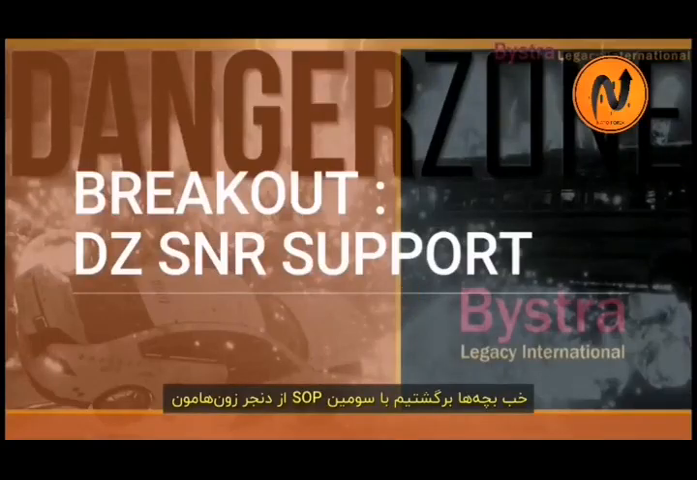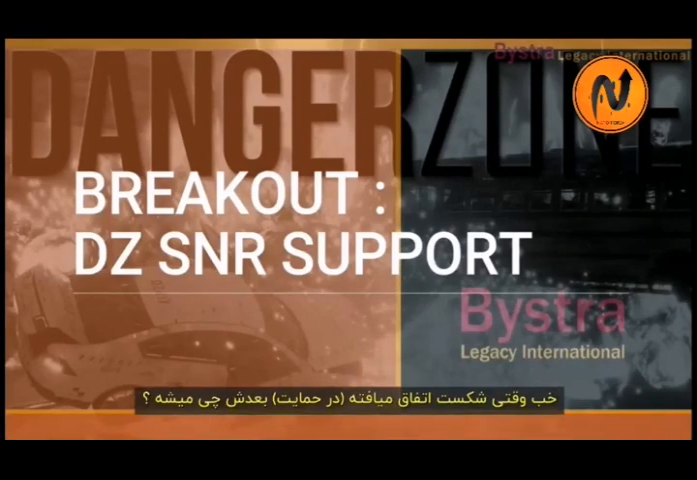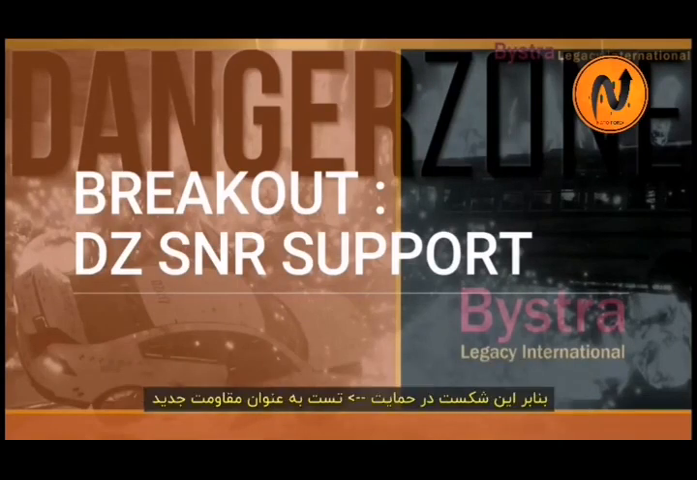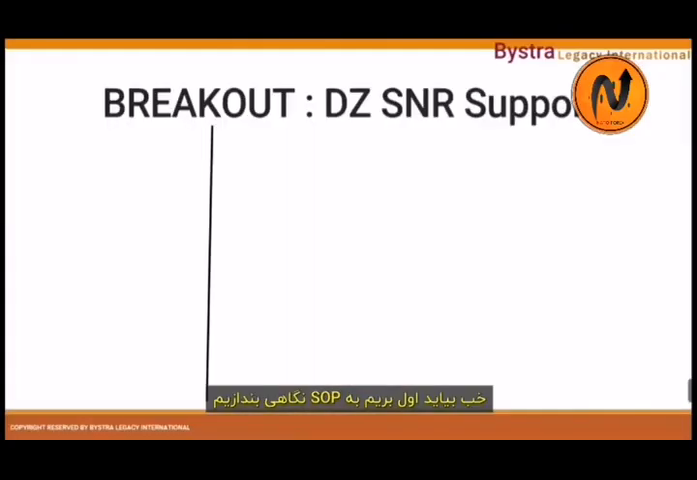Okay guys, we are back on the third SOP for our danger zone. This time we'll be learning about the breakout. DZ SNR at the support. So once there's a breakout, what will happen next is to test the new resistance. So breakout at the support to test as a new resistance. So let's have a look at the SOP first.